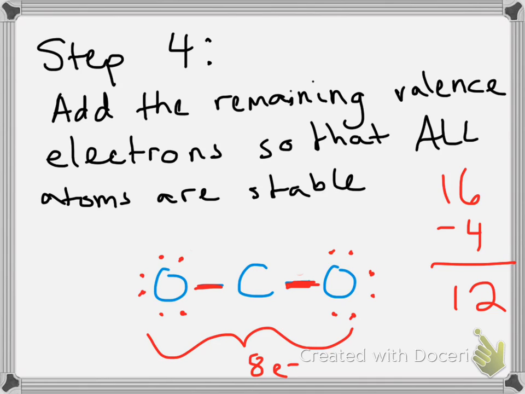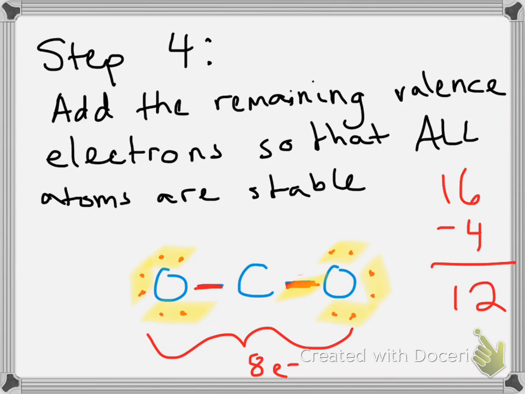Okay, so we have already drawn, and I'm just going to highlight them, 2, 4, 6, 8, 10, 12, 14, 16. That is all my valence electrons. I had a total of 16 to use, and I've drawn 16.